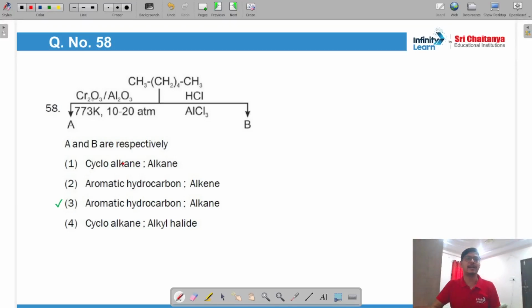N-hexane in presence of these catalysts Cr2O3, Al2O3, etc., it will give you benzene. Cyclization will occur, aromatization, and in presence of AlCl3 and HCl, isomerization occurs. So n-hexane gets converted to its isomers like 2-methylpentane, 3-methylpentane, like that. So this is the correct option.